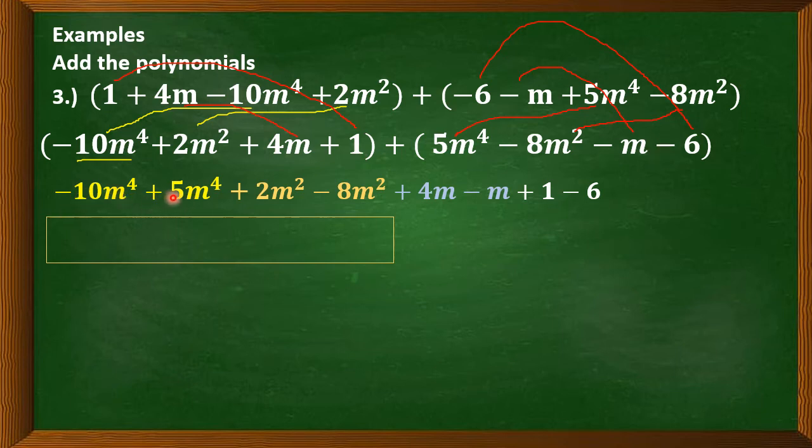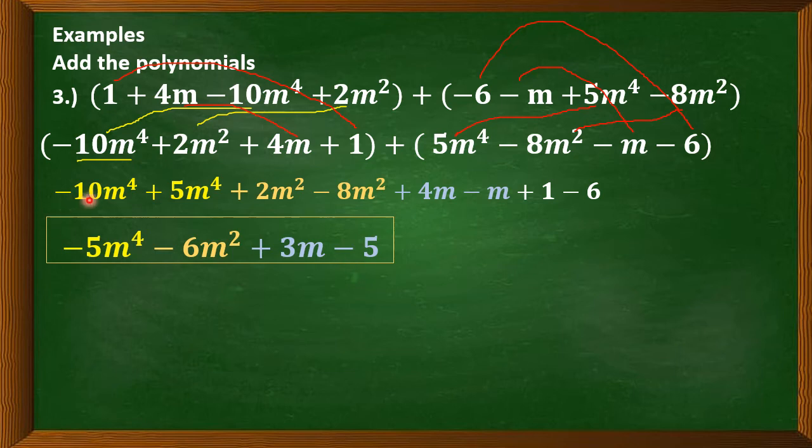So we are now going to combine the similar terms. So negative 10 plus 5 is negative 5. And then copy the literal coefficient m to the power of 4. Here we have 2m squared minus 8m squared. So 2 minus 8, that is negative 6. And then copy the literal coefficient m squared. Here we have 4m minus m, that is 3m. And lastly, we have 1 minus 6, that is negative 5.